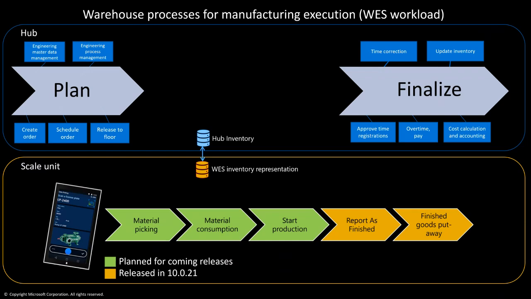So you can see here as of 10.0.21, we now have the ability via the warehouse mobile app to report as finished these production orders, as well as perform finished good putaways. And in the near future, we are also planning the ability for material picking, consumption, and production starts from the warehouse mobile app as well. And then once the orders are completed, just like on the last slide, the finalization phase moves to the hub unit for those final calculations and costings.